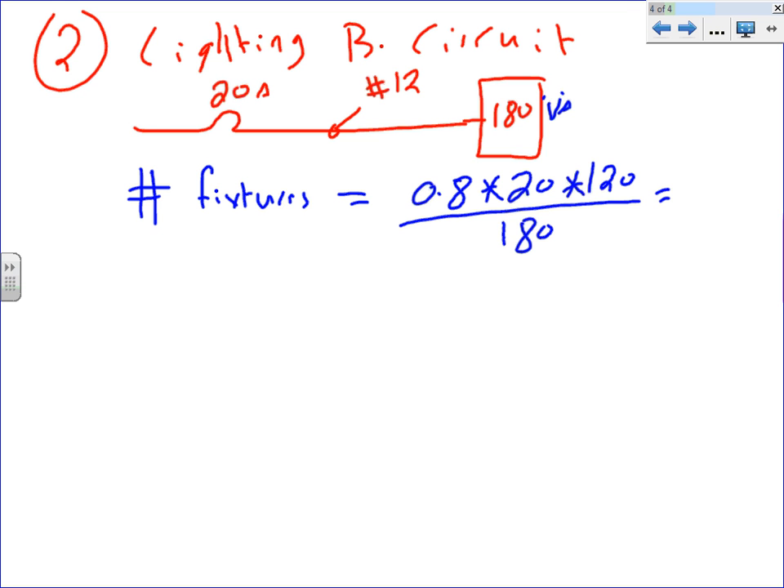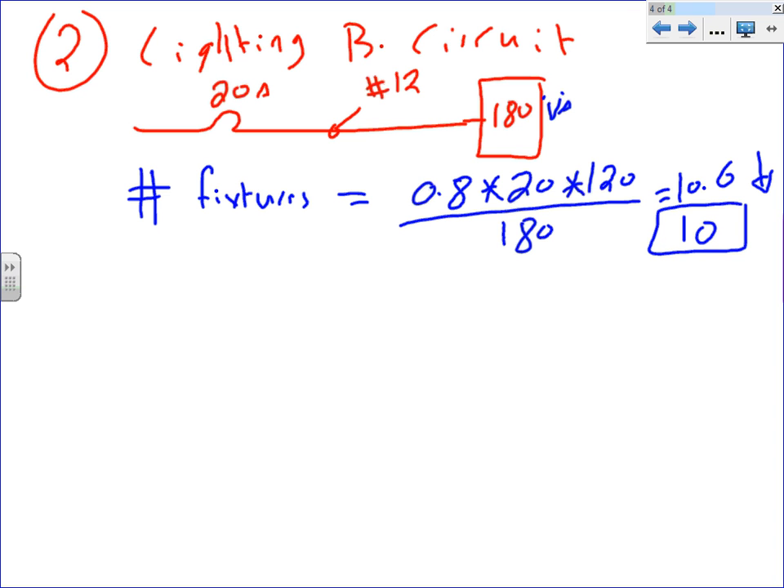I'm sorry, what did you say? It's 10.6. Okay, that's what I want. 10.6, and that will drop you down to how many? 10 fixtures. Yep, that's based on the worst scenario that you can encounter, which is 180. That scenario based on the worst scenario, 180: 10 fixtures.